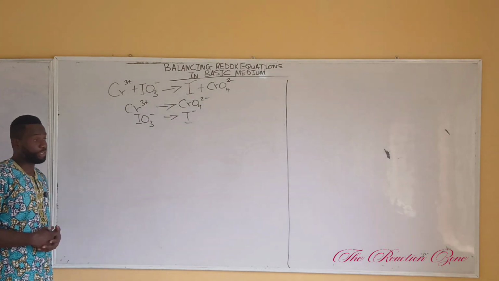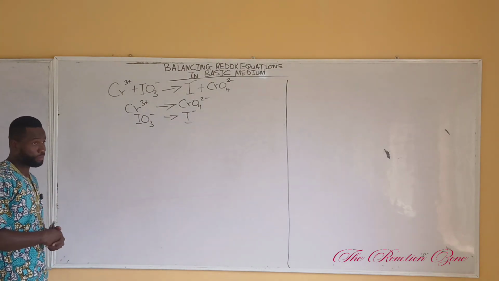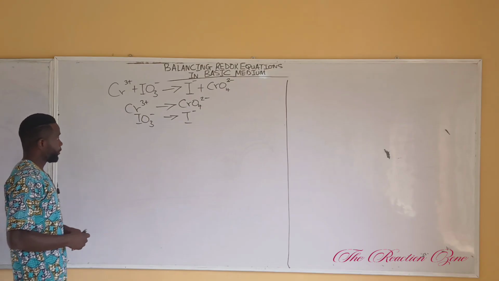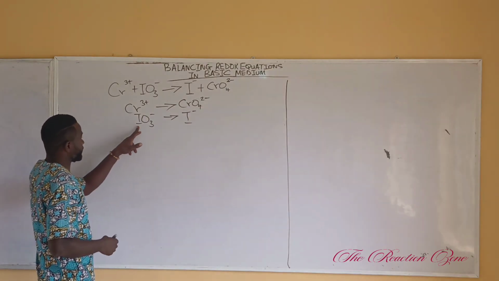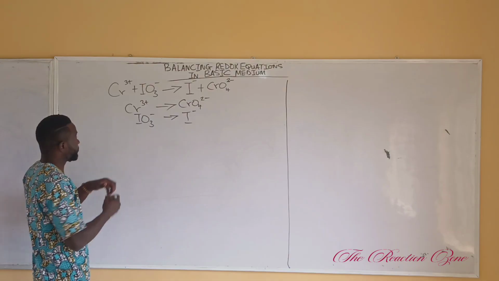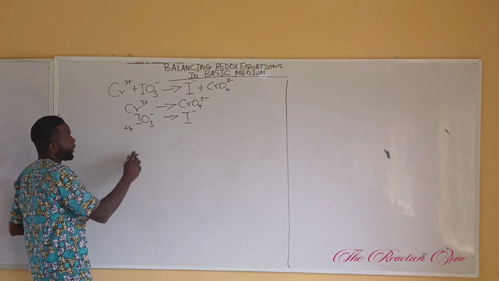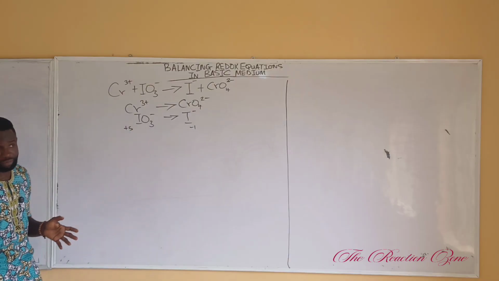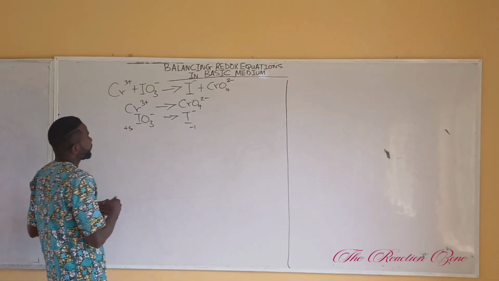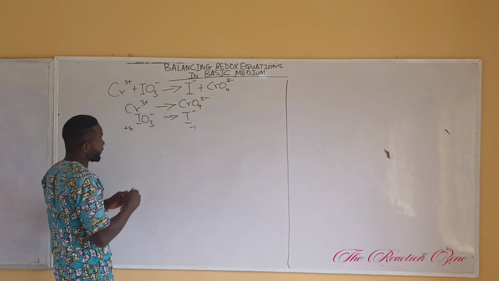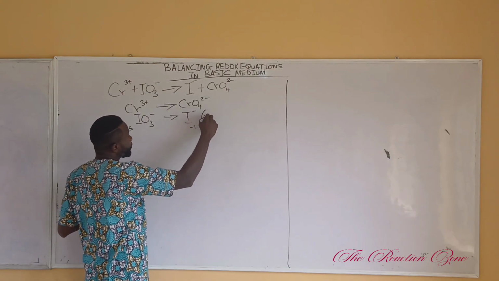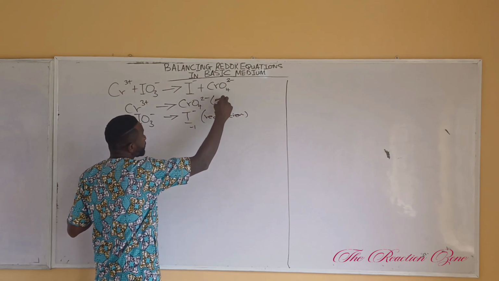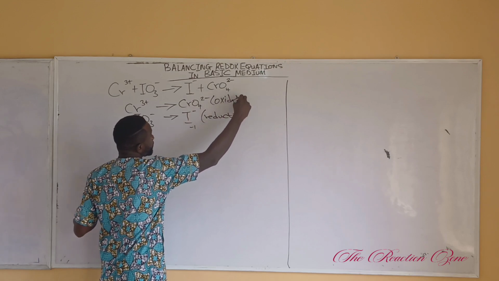The next thing will be to determine which of these half equations is oxidation and which one is reduction. The oxidation number of iodine in IO3- is +5, and the oxidation number of iodine here is -1. So there is a decrease in oxidation number in moving from the left hand side to the right hand side. So that tells us that this half equation is reduction, whereas this other one will be oxidation.